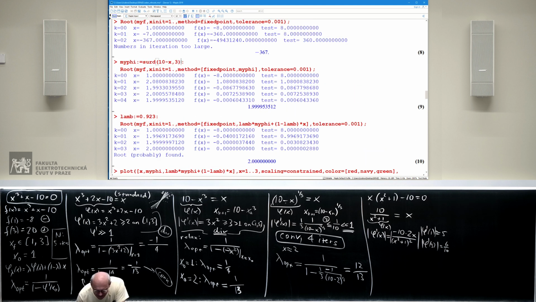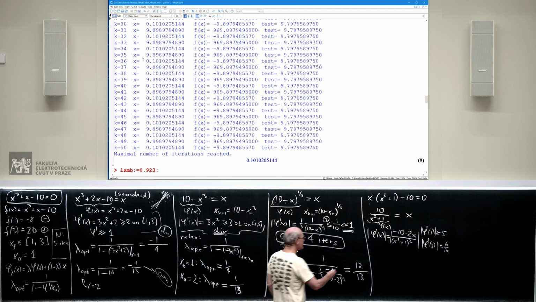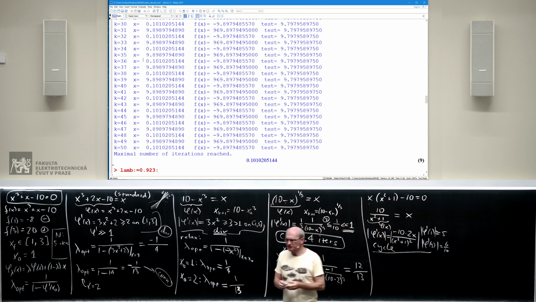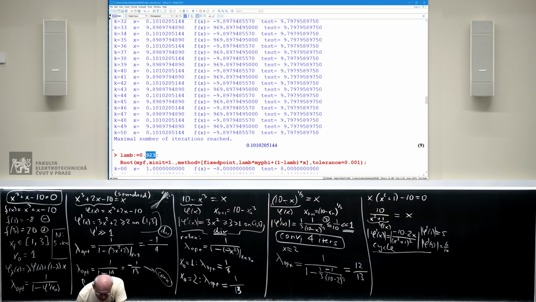Why not? So this time I'm taking 10 and dividing it by x squared plus 1. Okay, I'm getting a cycle. Is it a perfect cycle? The answer is yes. So it's not a total divergence. It's not a total disaster. But it's not something to write home about either. But because it's so, let's say, reasonably nice, some relaxation might fix it.